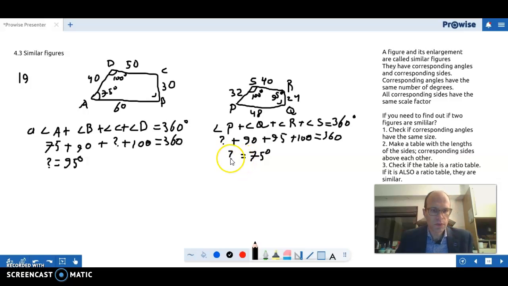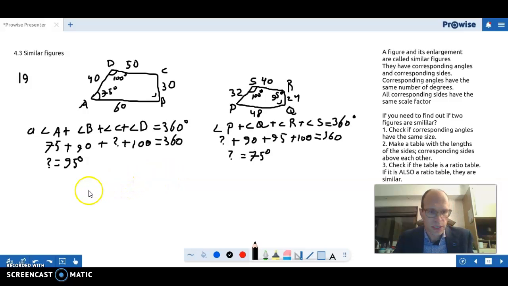Okay, then with B we need to say, are the corresponding angles the same size? Well, A and P correspond, they're both 75, so that is the case. B and Q correspond, they're both 90. R and C, they're corresponding, they're both 95. And D and S, they are also both 100 and they're corresponding. So yes, the corresponding angles have the same size.